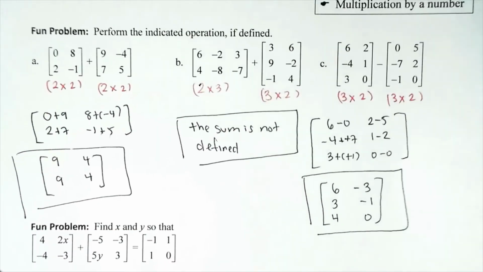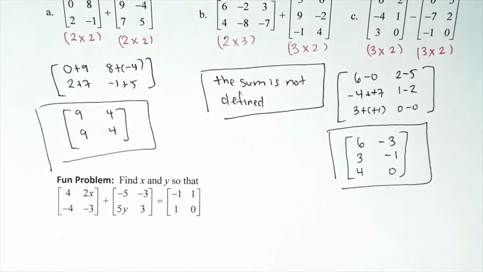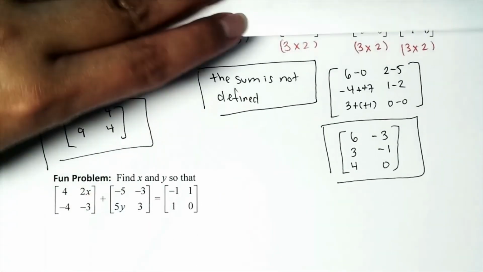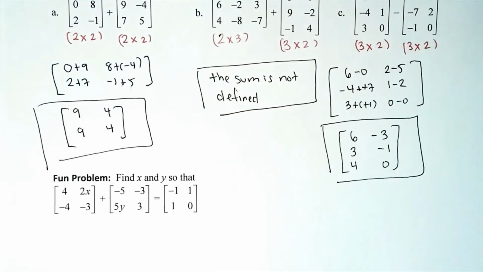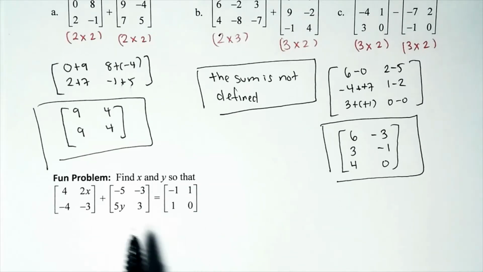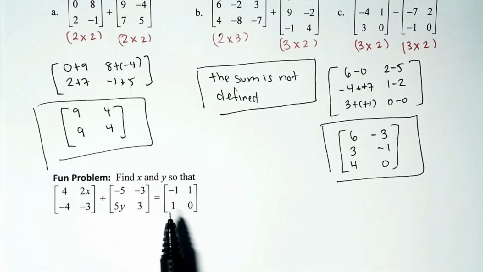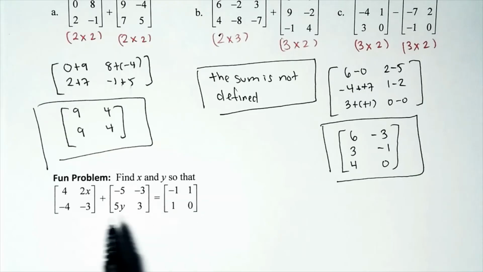Okay, the next problem, it's a pretty spicy problem. That's a true test to see if we're really getting it. It says find x and y so that the sum equals this matrix. Okay, if the sum has to equal this matrix, let's go ahead and add, and then we'll see what to do next.